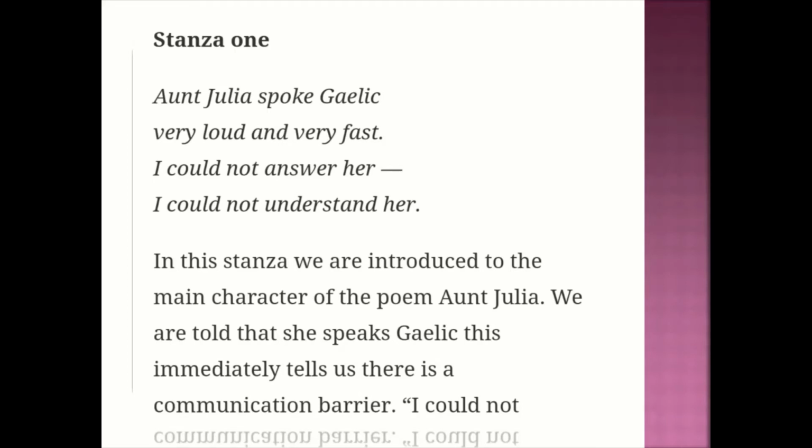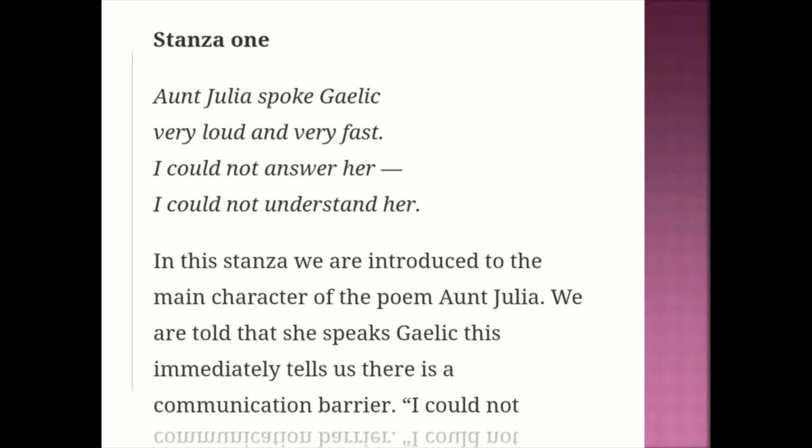This immediately tells us there is a communication barrier. It means that there is a trouble here in their communication together, the communication between Norma McCaig and his Aunt Julia. The language, of course, was very difficult for him to understand. He was speaking English, but his aunt was speaking Gaelic, so there was a great trouble or communication barrier between both of them.